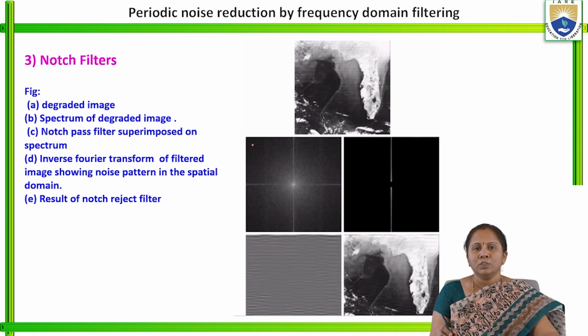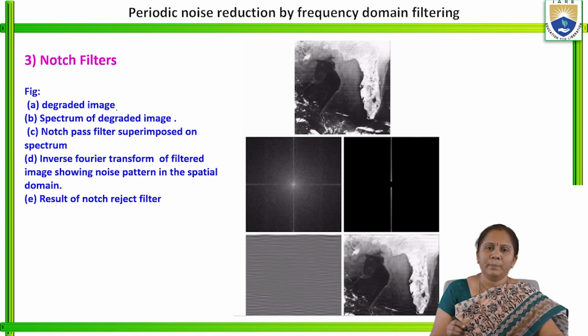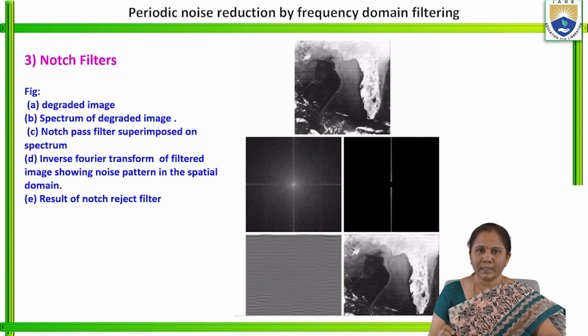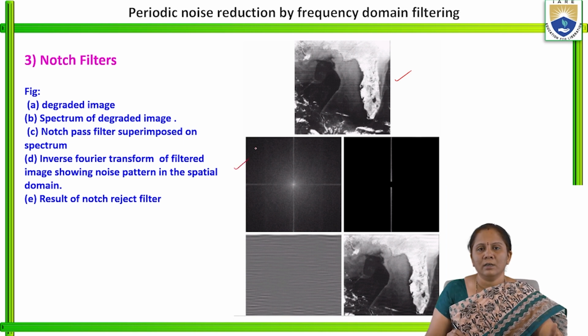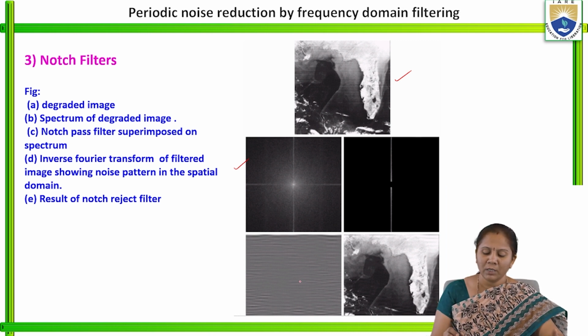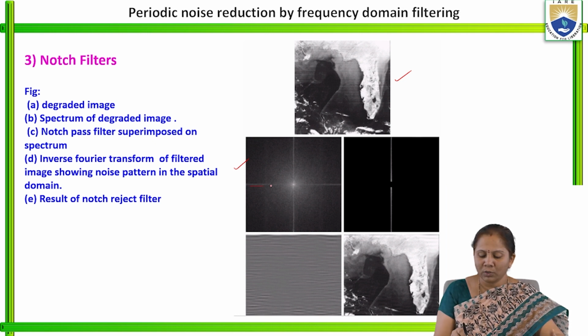In this figure, we can observe the operation of these notch filters. Here this is the input image, that is the degraded image. And here this is the spectrum representation of the degraded image after converting into the frequency domain. We can observe the noise represented as white lines, in both the horizontal and vertical directions, especially at the origin.